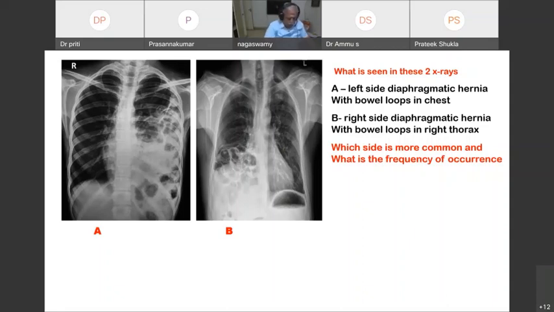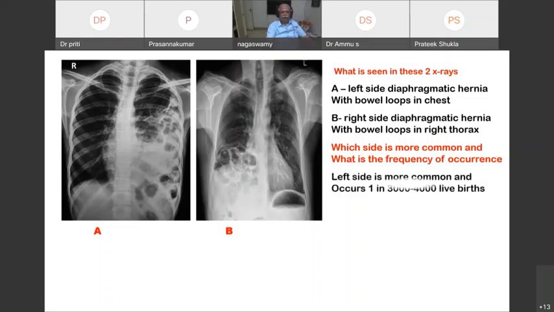Which is more common, right or left? Especially if it is congenital. Left is more common. So left-sided is more common, occurring in 1 in 3,000 to 4,000 live births. Prepare a CDH in emergency.